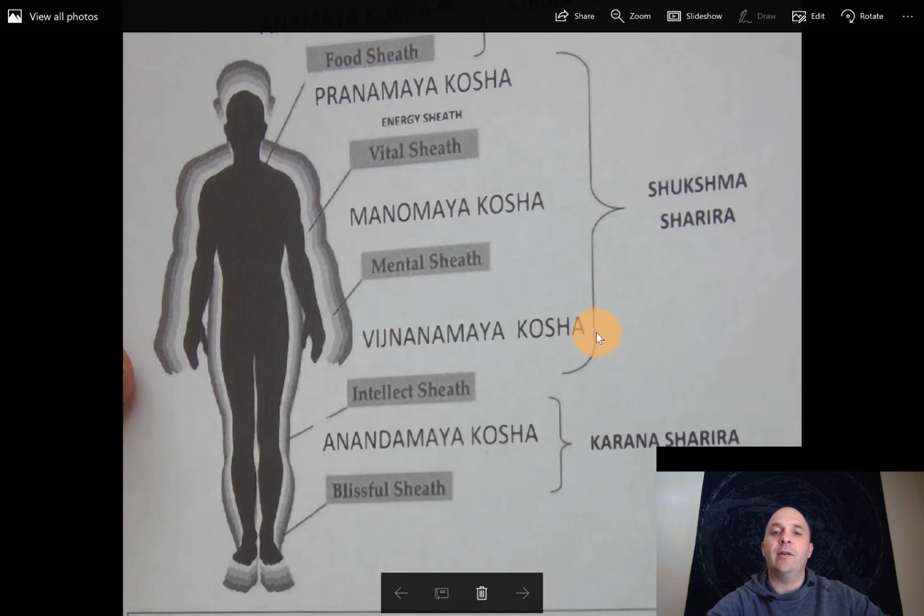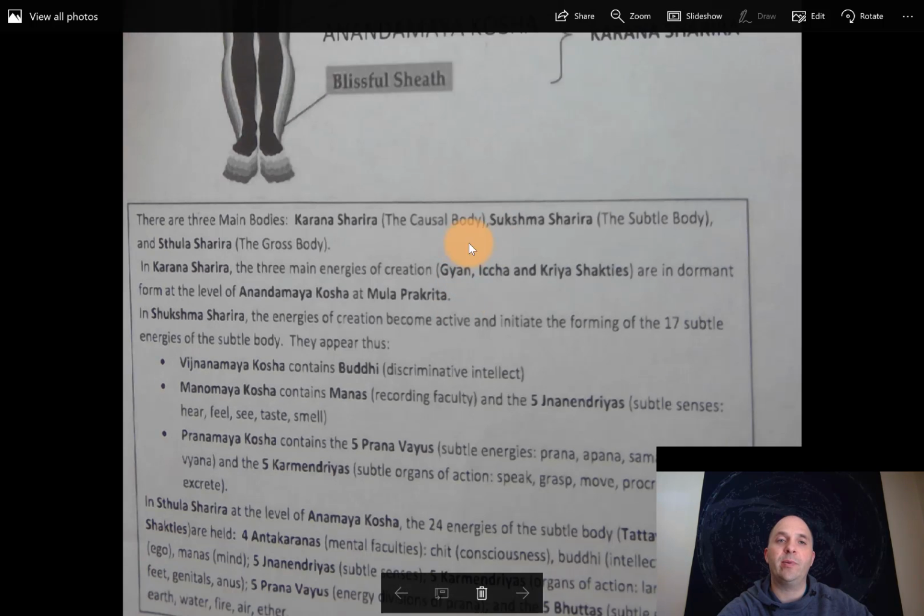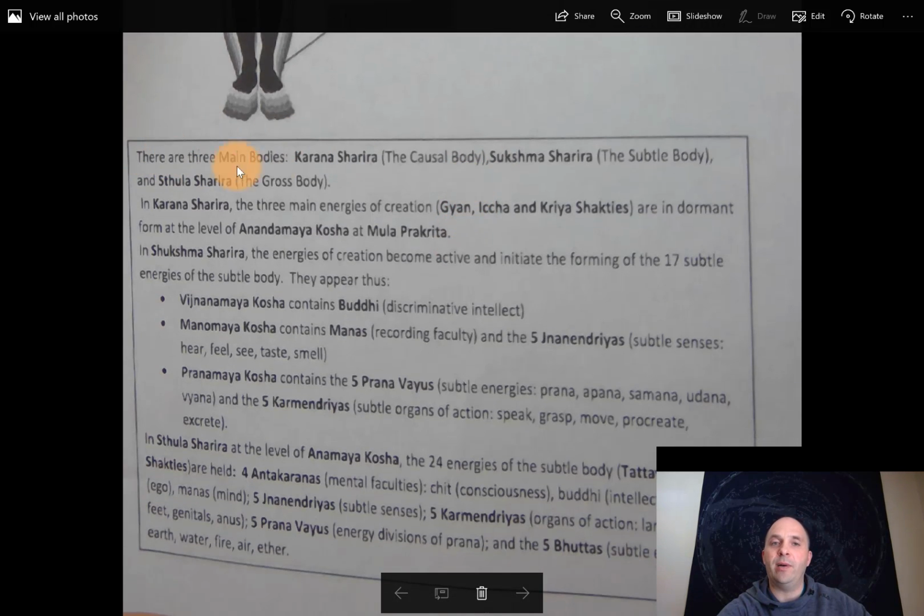What I never quite understood when I first heard about this was, what is this Karana Sharira? What is this causal body? Scrolling down to the bottom of the page, it says there are 3 main bodies: the Karana Sharira, the causal body; the subtle body; and the gross body, like we just talked about. It says that in the Karana Sharira, the 3 main energies of creation are in dormant form. That's in the causal body. So everything is in dormant form, right?